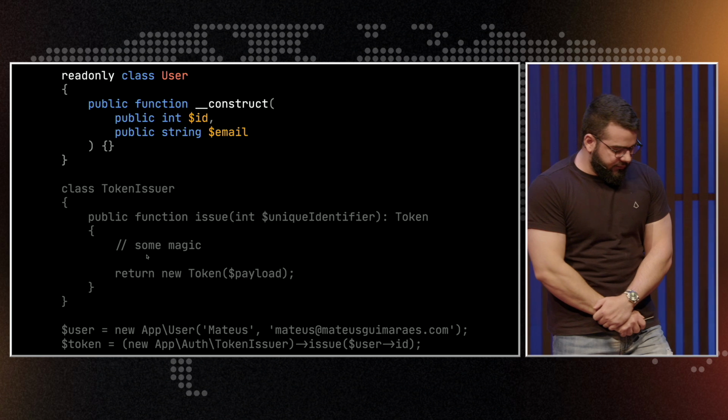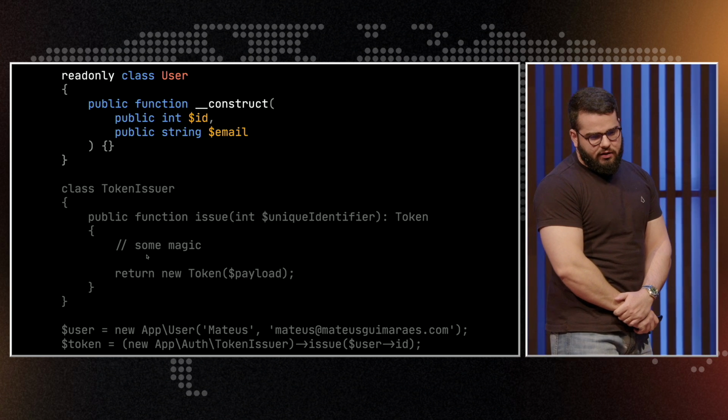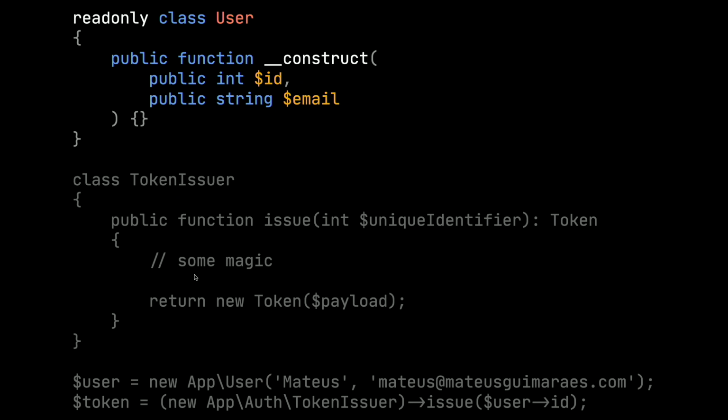Let's look at a very simple example. Let's say that you have a user class, really simple. You have a token user class that does some magic and then issues a token. You also have a contract. So you expect an input, you expect an output, and the consumer knows about that. So the provider is giving you that contract, and then the consumer is fulfilling it.